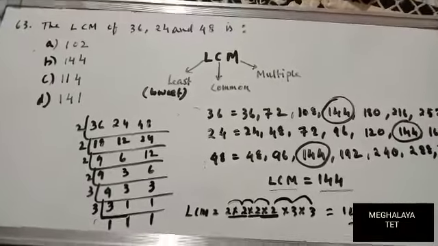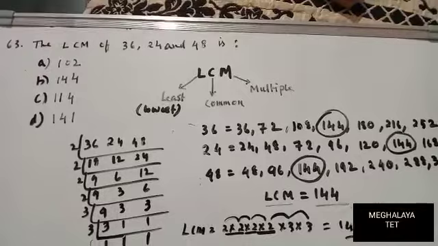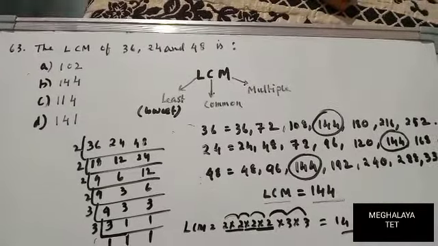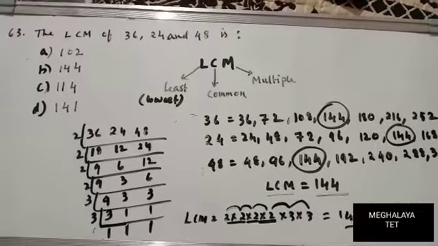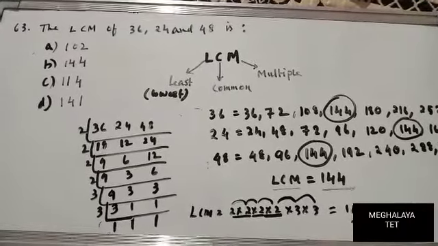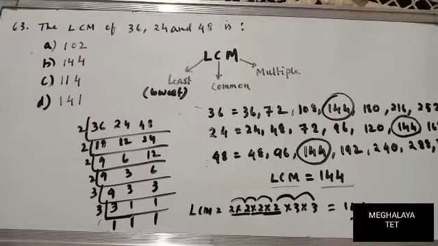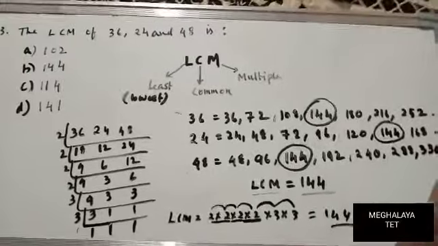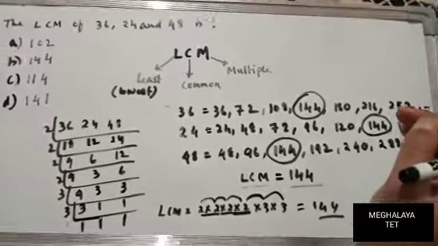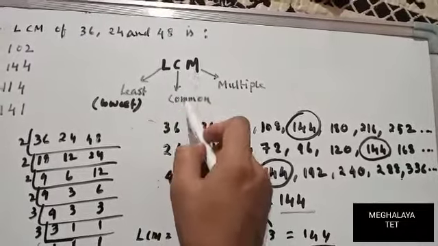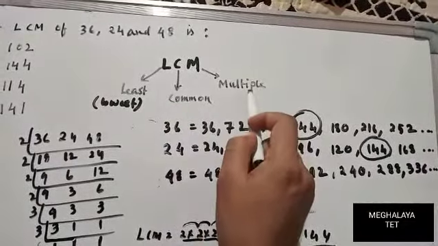Question number 63. They have given in question number 63: the LCM of 36, 24 and 48 is option A 102, option B 144, option C 114 and option D 141. So first, in order to solve these questions, we have to understand what LCM is. If we just say LCM, L means least, C means common and M for multiples.